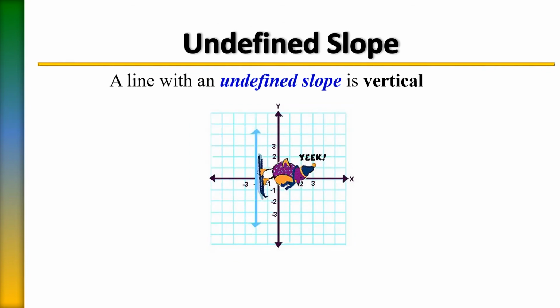Anytime you see a vertical line, that line has an undefined slope. You cannot determine whether there was an increase or whether there was a decrease or whether it stayed the same. This type of line, again, is an undefined slope. All vertical lines have an undefined slope.